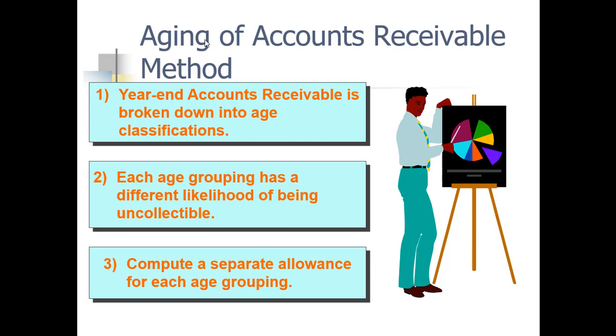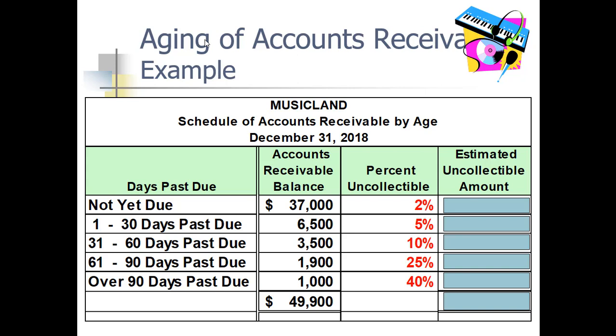All right, so one more time, if you want to pull out your discussion guide. Your discussion guide includes this aging of accounts receivable example for Musicland. Go ahead and pause the video and pull it out. It tells me here for Musicland at December 31st, 2018, it gives me 5 different age classifications of accounts receivable. Not due, 1 to 30 days past due, so on and so forth, all the way down to over 90 days past due. So I have total receivables of $49,900. And then I have 2%, 5%, 10%, 25%, and 40% as my percentage of uncollectability, the chances that I'm not going to get that amount.